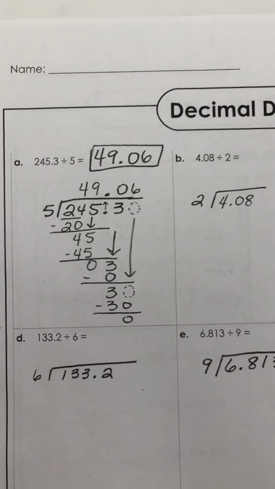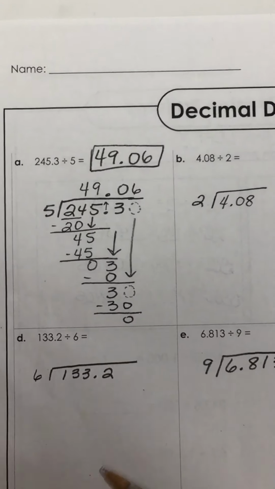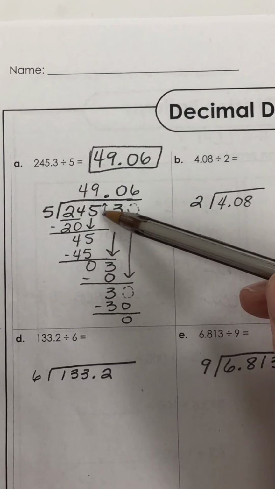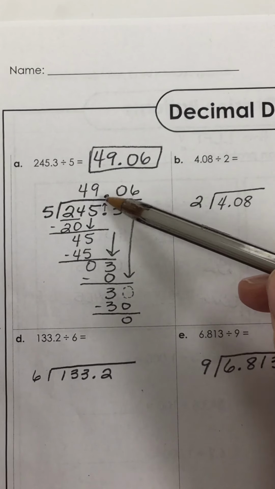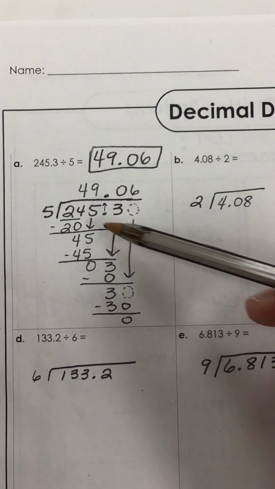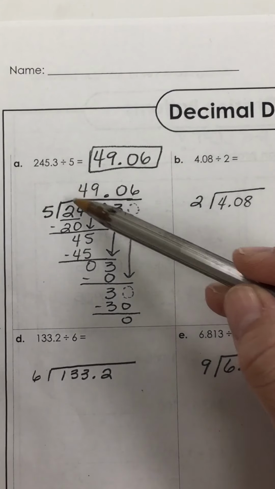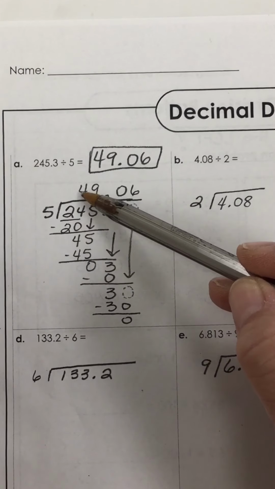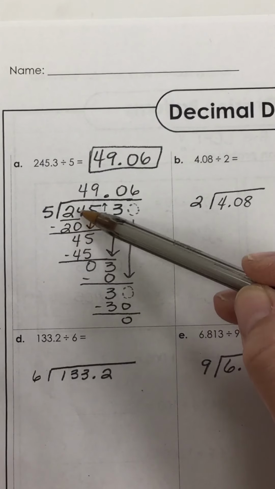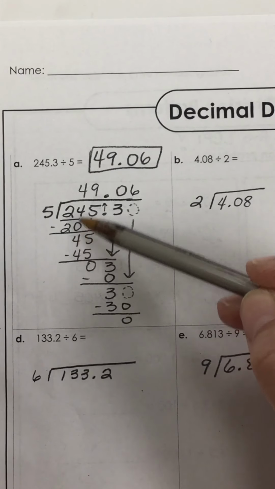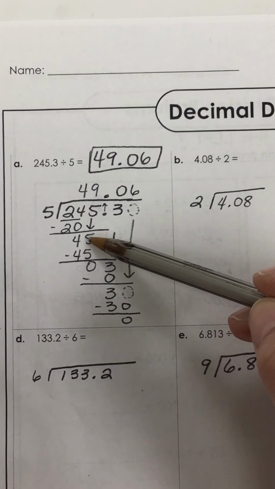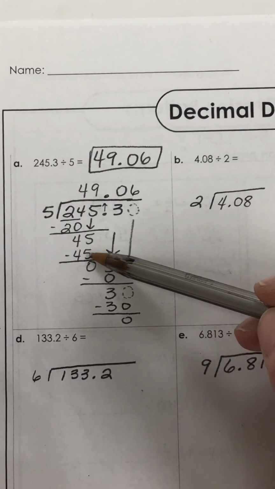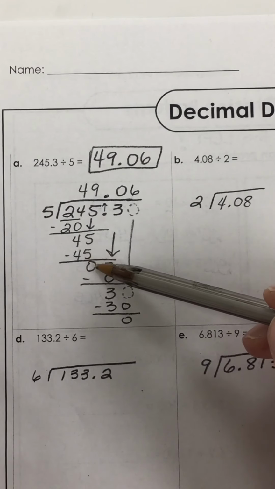And I did the first one for you. So I wrote the problem out, 245.3 divided by 5. First thing I did was, you see my arrow pointing up where the decimal goes. The decimal's lined up. And then you just divide. 5 can't go into 2, but it can go into 24. 4 times. 4 times 5 is 20. Subtract, I get 4, and bring down the 5. 5 goes into 45 9 times. 9 times 5 is 45. 45 minus 45 is 0.